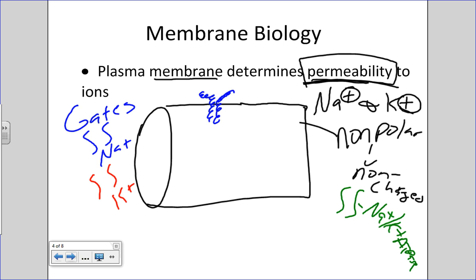Okay, so remember they're tertiary proteins that are coiled and twisted around one another. All right, and these gates and these proteins are embedded. These are transmembrane proteins embedded within the plasma membrane. All right, and one thing you have to remember about gates is that they are highly specific.